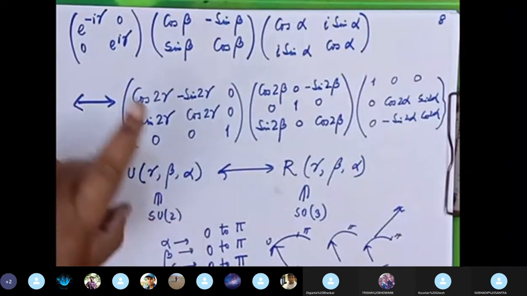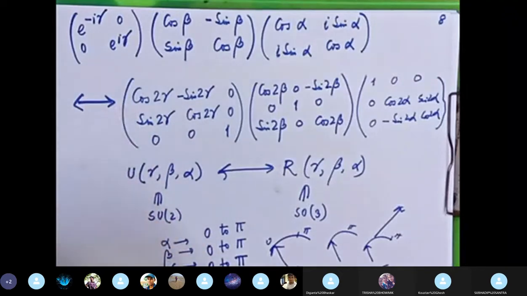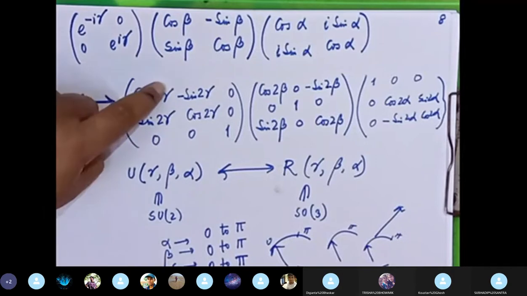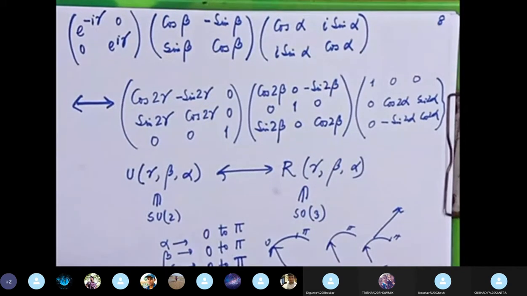All this 3-dimensional space will be traveled by your rotating vector. No space is left. That means all possible rotations in 3 dimensions are captured by this range of variation, because the 2 gamma, 2 alpha is sitting there. Is it clear? Now, hello? Yes, sir. Clear.